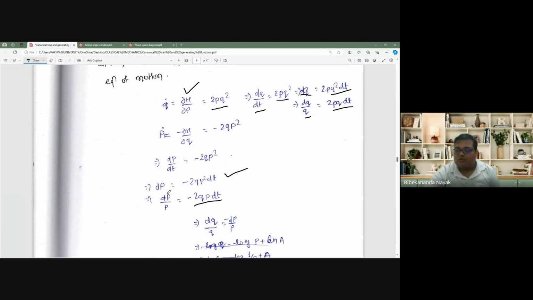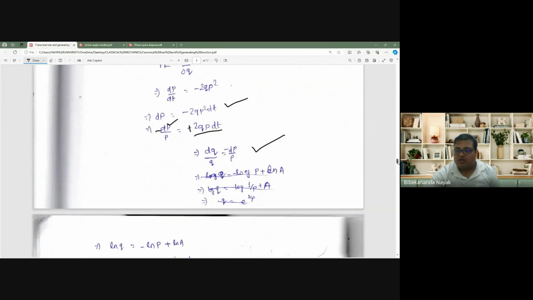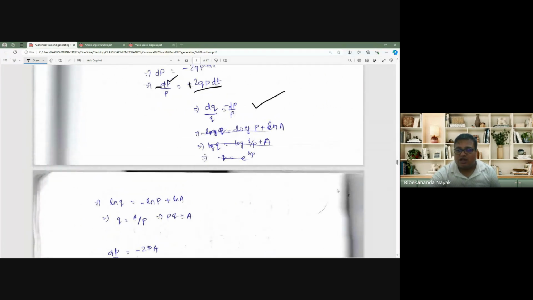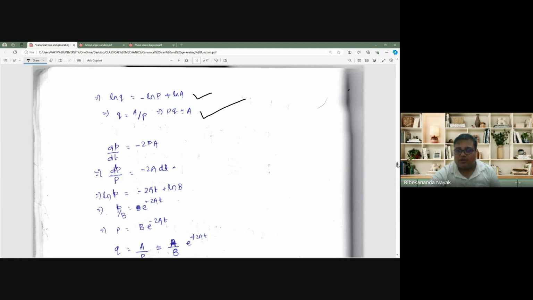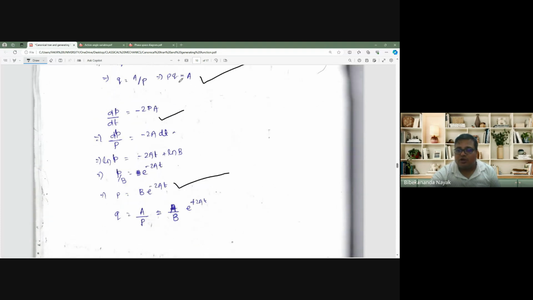Okay. Left hand side is this, and the right hand side is the same apart from the minus sign. So I can write that dq by q is equal to minus dp by p. Taking its integration, ln q is equal to minus ln p plus ln a, so q is equal to a by p, pq is equal to a. From this you can also get the exact values of P and Q, by putting pq equal to a into the equations.